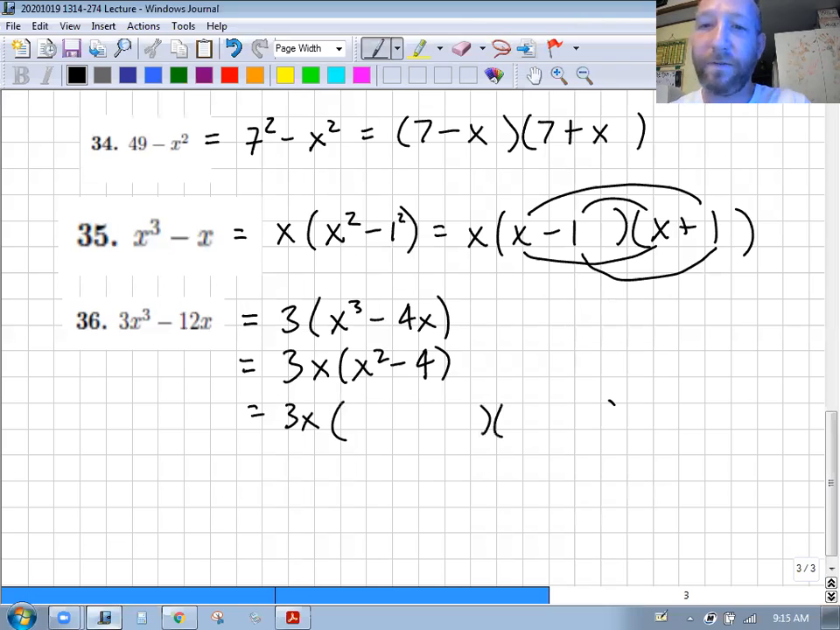And this is the difference of two squares. 4 is 2 squared. So this would be an x minus 2 times an x plus 2. All right, now we have this thing fully factored. Any questions?